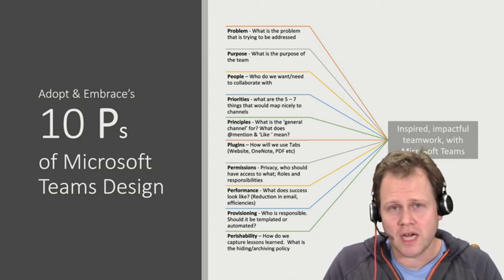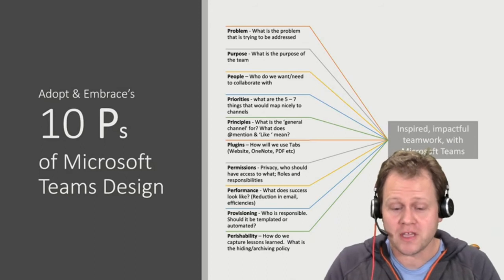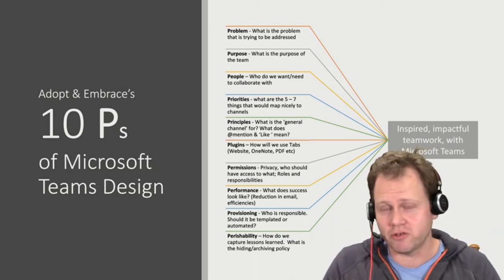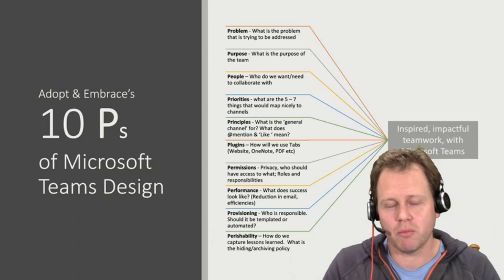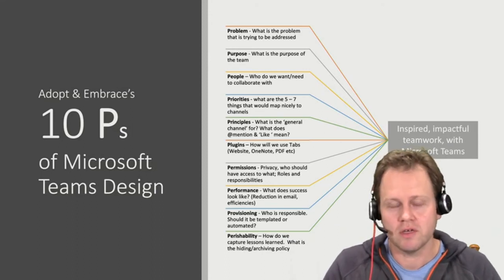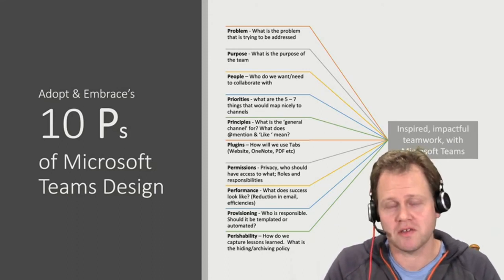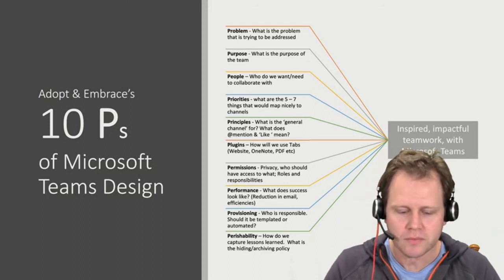As a group, we need to come together, kind of form, storm, and norm some principles in terms of, what does a general channel mean? What does an app mention mean? When do we use high importance? How often should we check the channel? Are we going to engage in video conversations in this channel or not? We're going to have webcams on every time, so on and so forth. So we need to think about that.